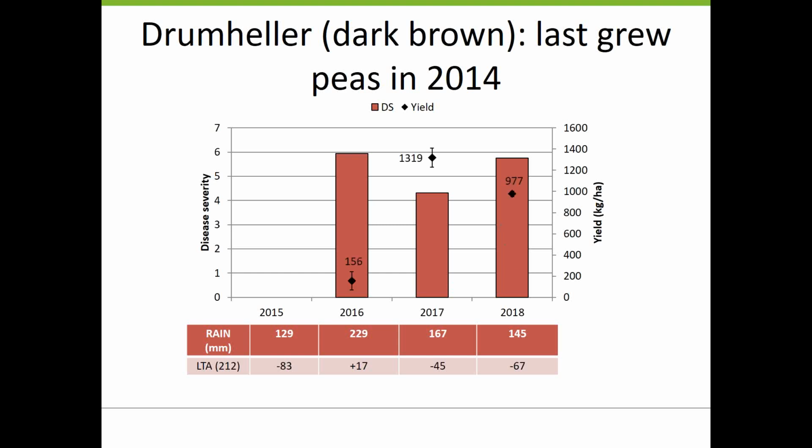And then in terms of yield, I guess it's a little bit encouraging, although the yields aren't great. But I guess what we can see is that we really didn't get any yield those first 2 years, and that yield is starting to get better, even though the root rot levels haven't really got better. So we seem to see some recovery of yield before we see recovery of disease severity.